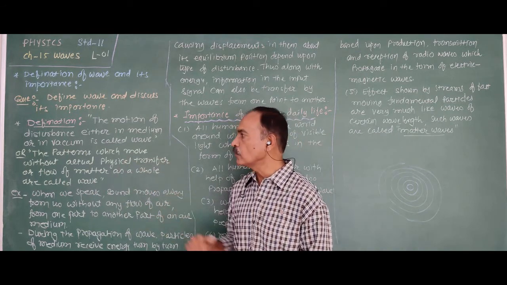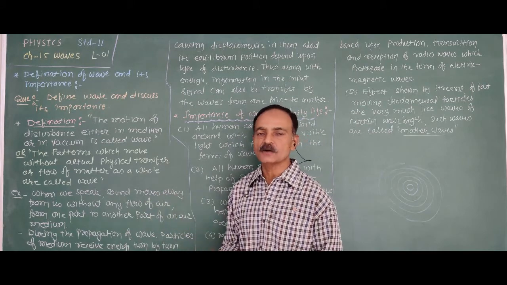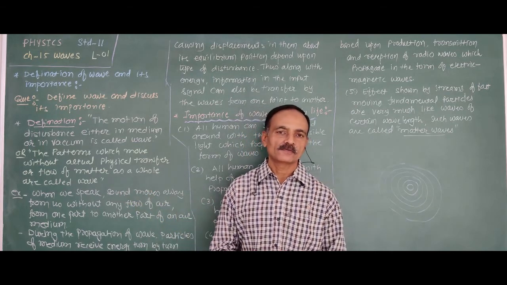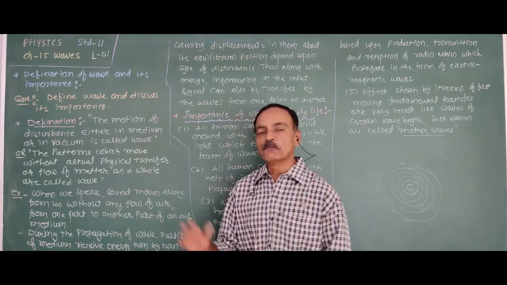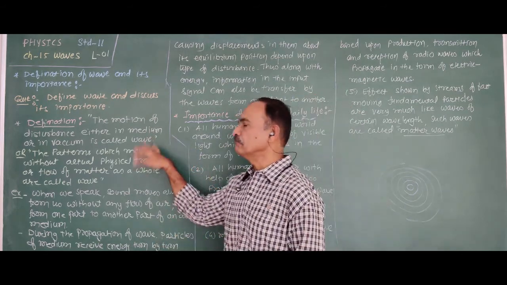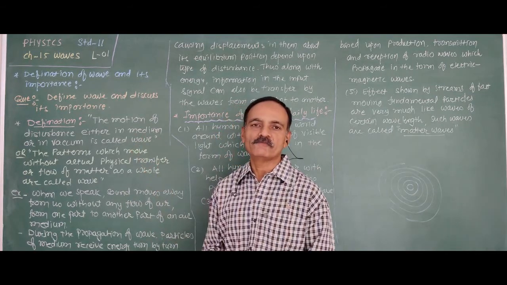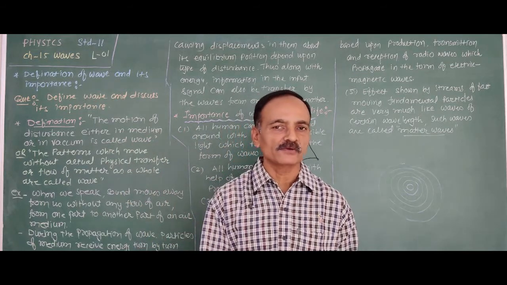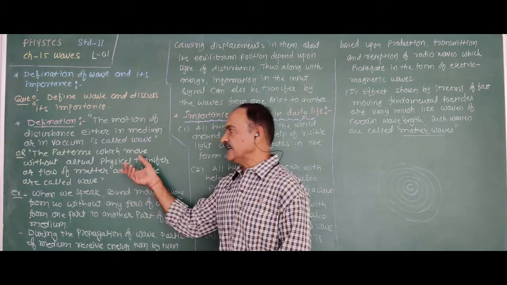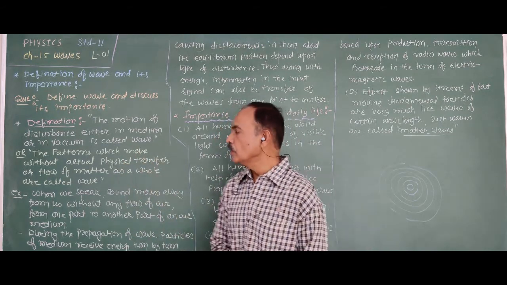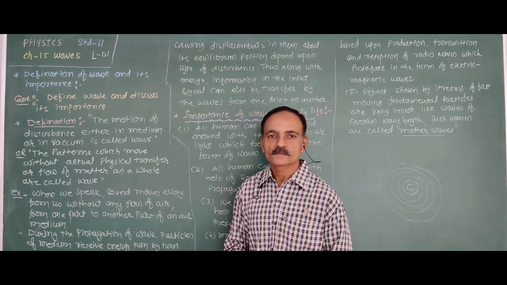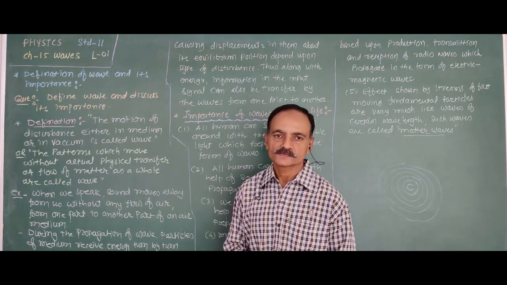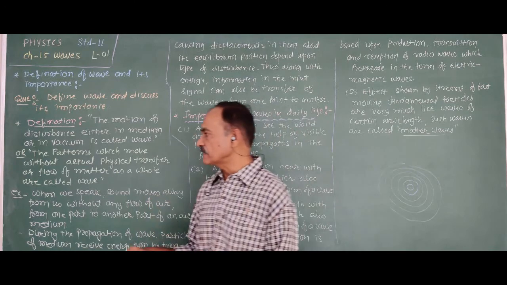Again, the patterns which move without actual physical transfer or without flow of matter as a whole are known as a wave. Now, the first definition is very easy: the motion of a disturbance in a medium or in vacuum is known as a wave. Keep in mind this definition. The second definition is that the pattern which moves without actual physical transfer or flow of matter as a whole is also known as a wave. Clear?